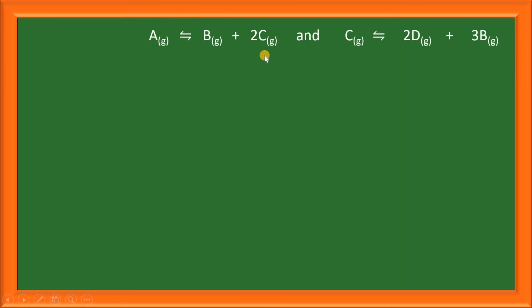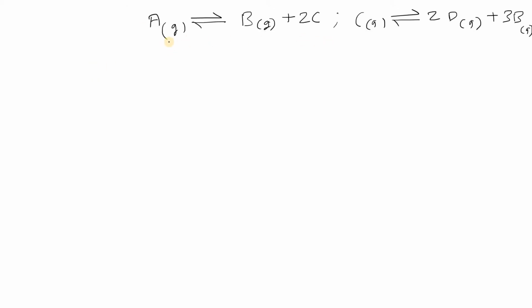So students, we are given with these two equilibriums and initially we are given with 1 mole of A. Clear? So let's discuss this in detail. A in gaseous state gives rise to B in gaseous state plus 2C in gaseous state, and next this C which is formed here, that will serve as a reactant for the next equilibrium, and this C in the gaseous state gives rise to 2D and 3B, and both of them are in a gaseous state. So in a question we are given that initial number of moles of A is 1, so initially number of moles of all these products will be 0.